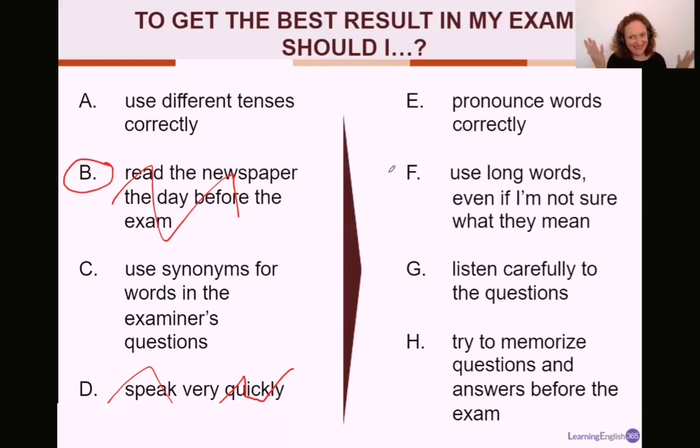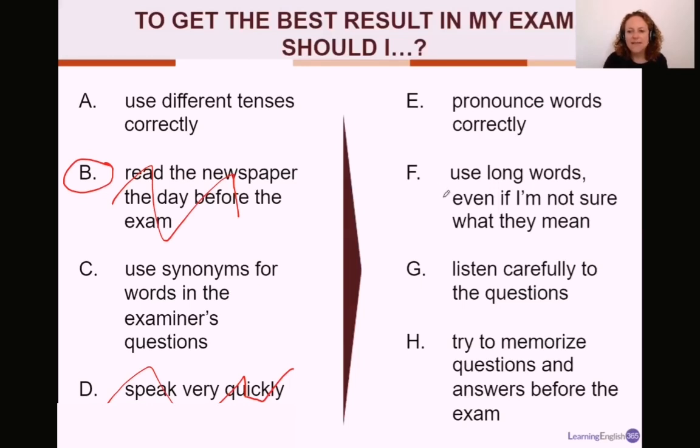Pronounce words correctly. Yes, we've talked about that. Making sure you've got the right word stress, but also in whole sentences, in clauses, that you have the proper intonation for the whole lot, as well as the individual words.